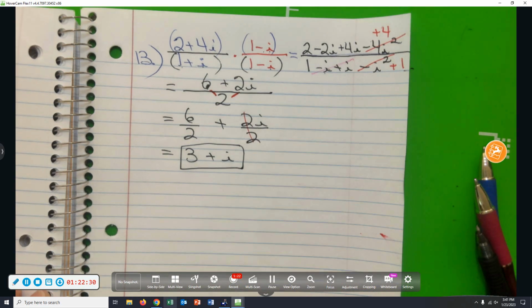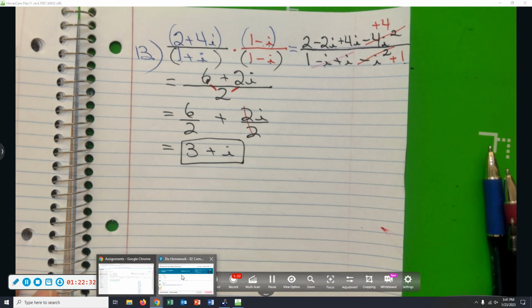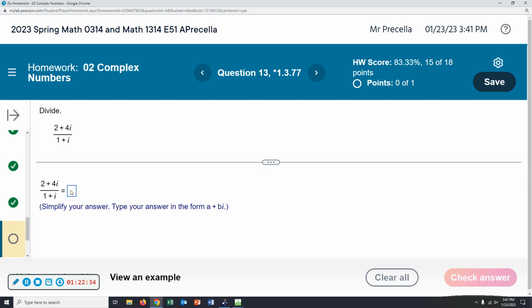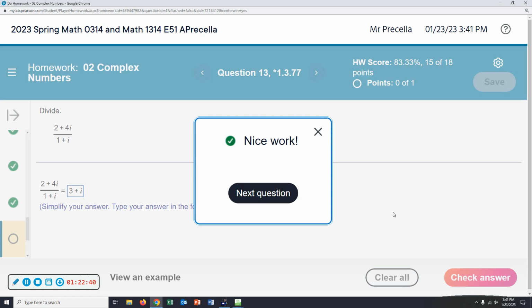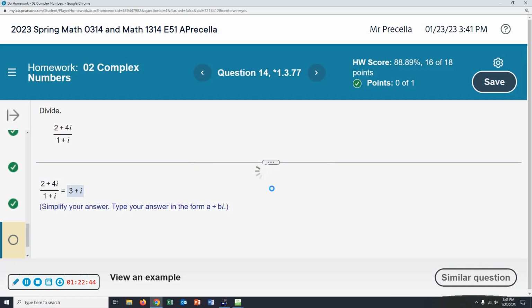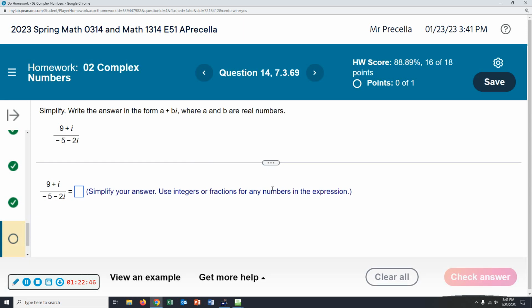Let me punch that in and make sure we got the correct answer. 3 plus i. Check it. Here's another one, number 14. A little bit messier numbers, it looks like.